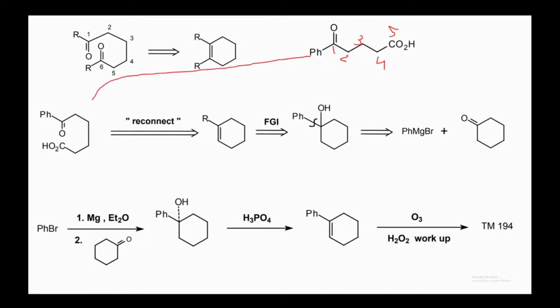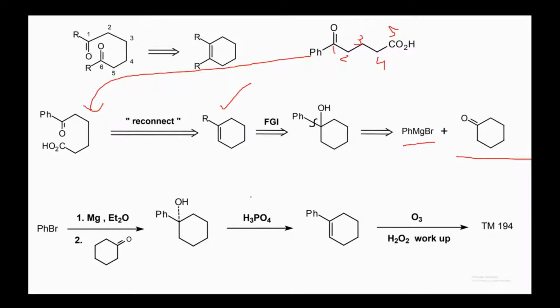We can write this compound this way, and if we do this, there is a reconnection, and this is the compound. Now do FGI, convert alkene into alcohol, and then delete the phenyl ring and make the Grignard reagent and the cyclohexanone. Now the synthesis is very interesting. In this case, we have to do the ring opening reaction. So first we react this with the phenyl bromide, which will react with magnesium, and then it will react with Et2O and then cyclohexanone.